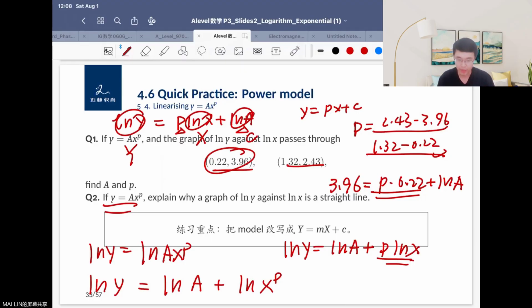I hope you can truly understand this, and understand the lines and the relationship of y equals a times x to the power of p.